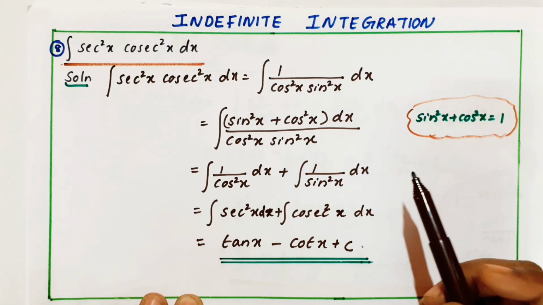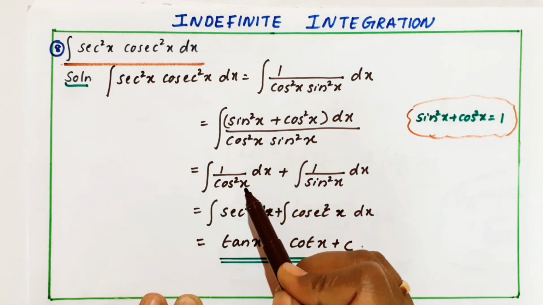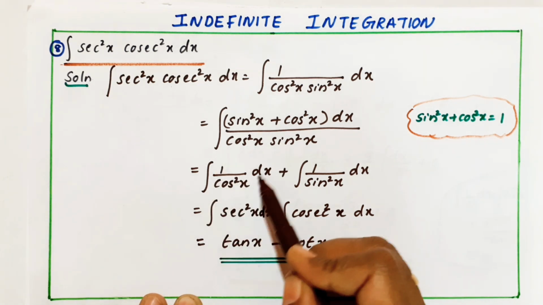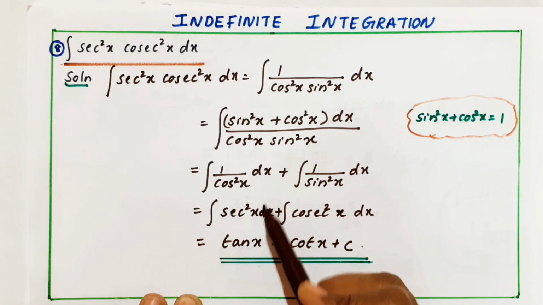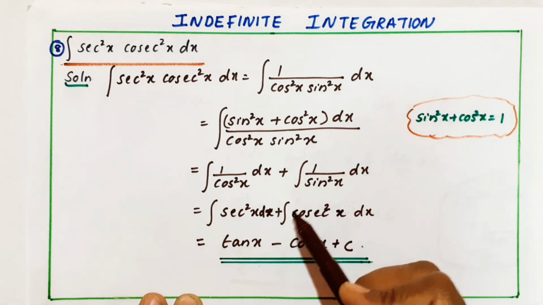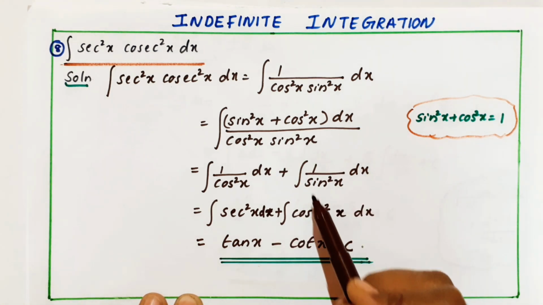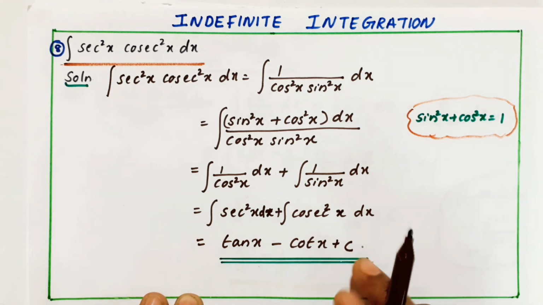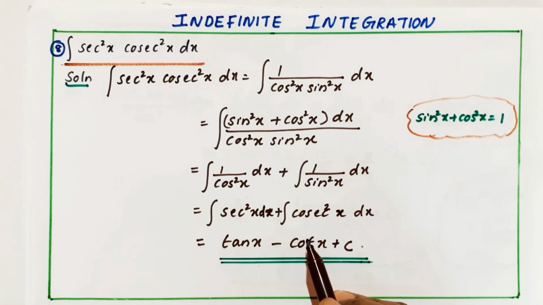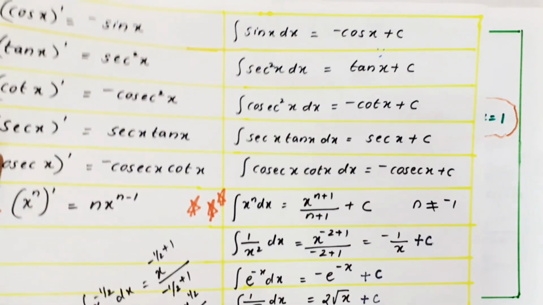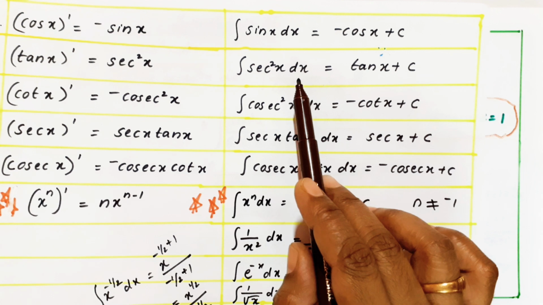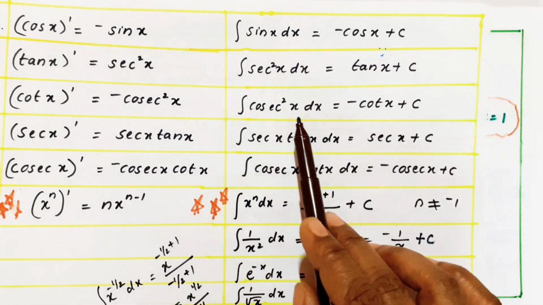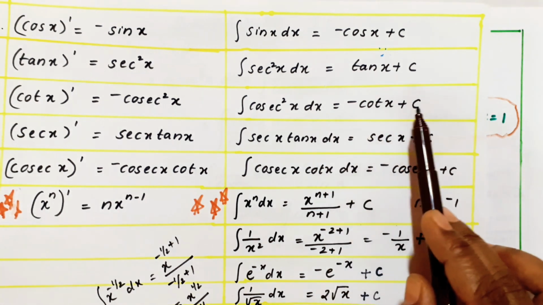Next step, what is 1 by cos square x? Sec square x. So integral of 1 by cos square x dx I change to integral of sec square x dx. Integral of 1 by sin square x we can write as integral of cosec square x dx. Why do we change this form? Because we have the standard result for this one. I discussed in the previous video, what is integral of sec square x dx? Tan x plus c. What is integral of cosec square x dx? Minus cot x plus c.